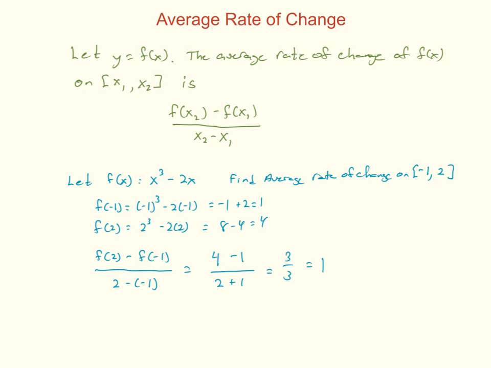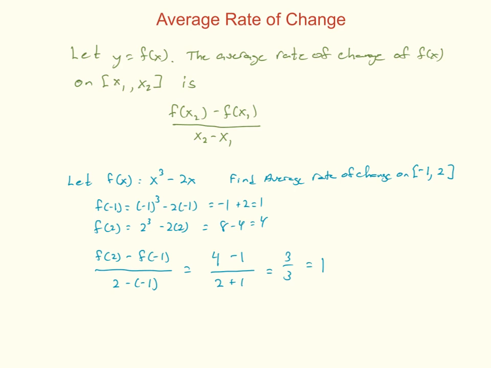The first thing I have to do is find f of -1. I put -1 in for x and get -1 cubed minus 2 times -1, which is -1 plus 2, which equals 1. So f of -1 is equal to 1. Now I'll have to do f of 2. f of 2 is going to be 2 cubed minus 2 times 2. 2 to the third is 8, minus 4, and the result there is 4. So I know f of 2 is 4.